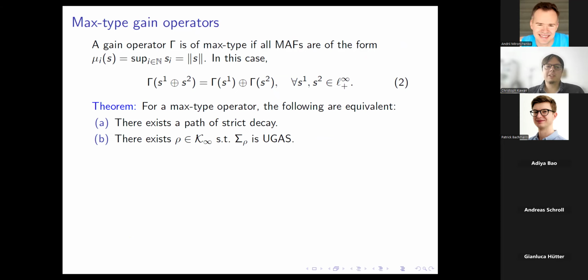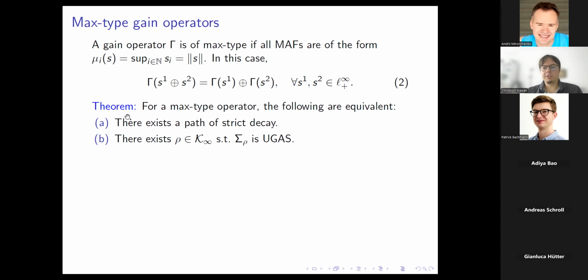So the first class of gain operators where we can get nice and in some sense complete results is max type operators. Those are operators where the monotone aggregation function is for every I the same, and it's the supremum, which is the same as saying that it's the norm on the Banach space L infinity.